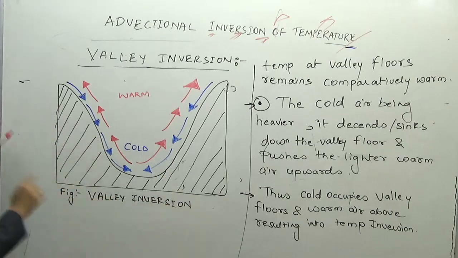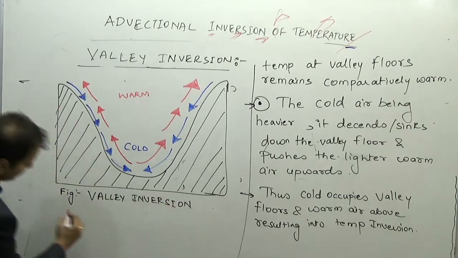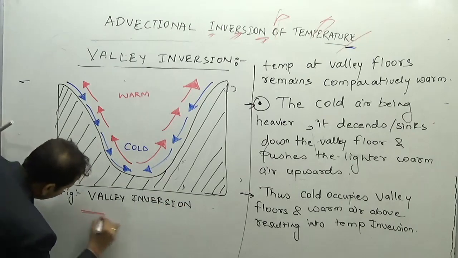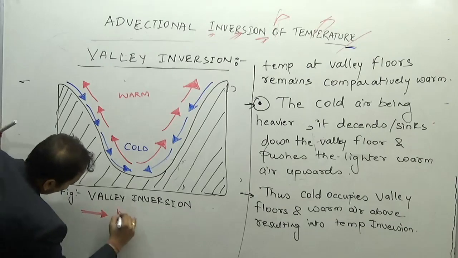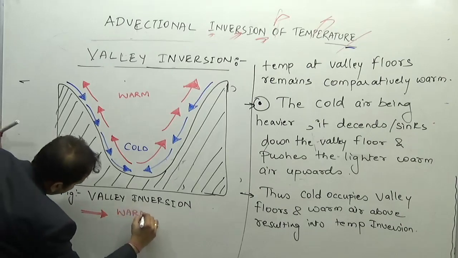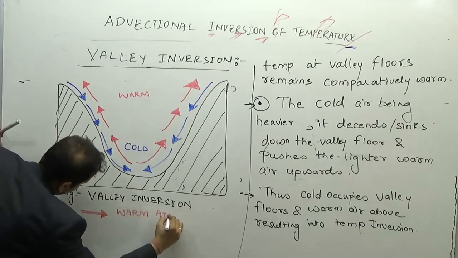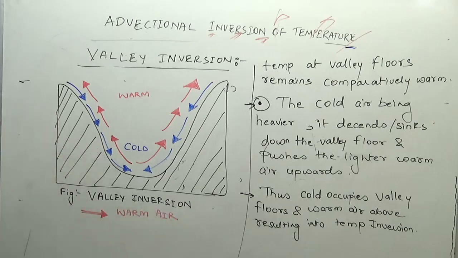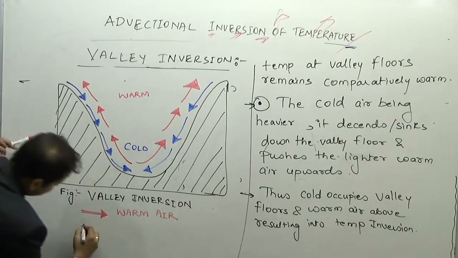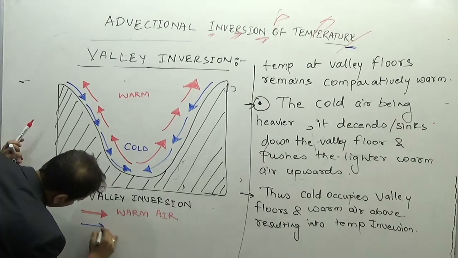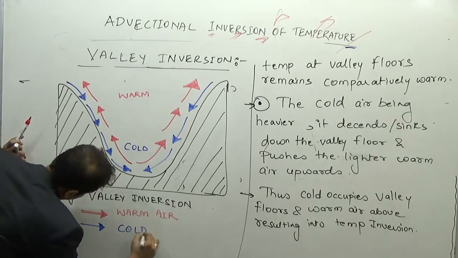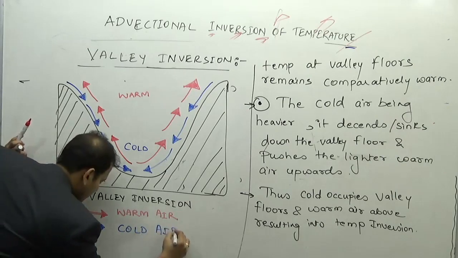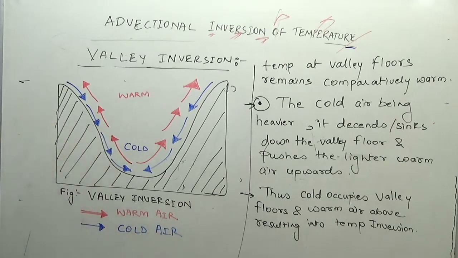And show this also: because I am using red, I will show that red represents warm air, while blue represents cold air. This is how a proper diagram in the examination should be.